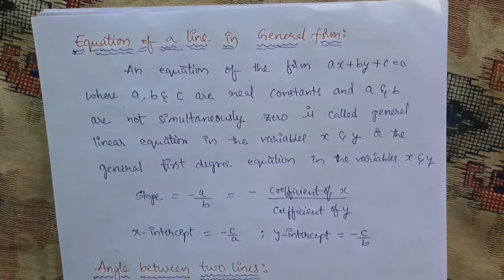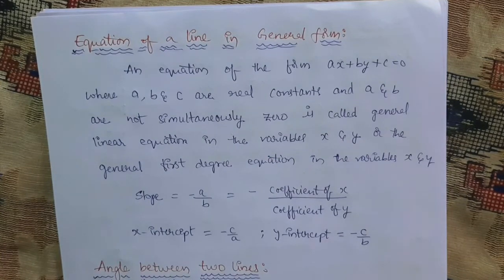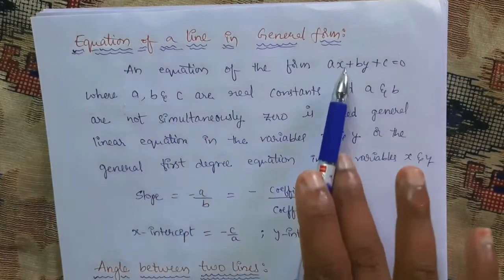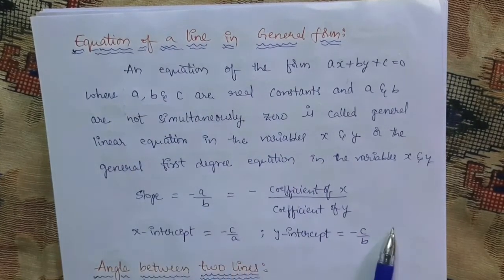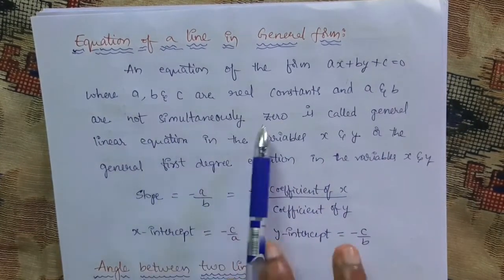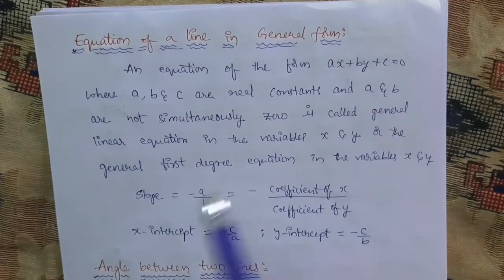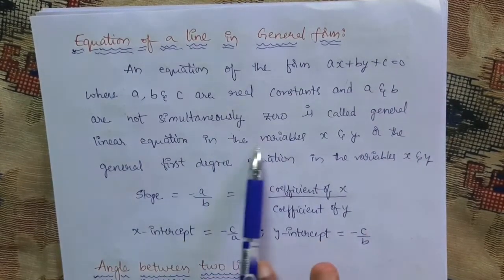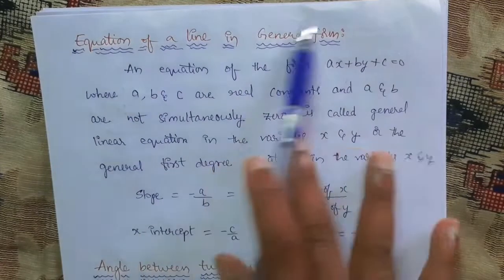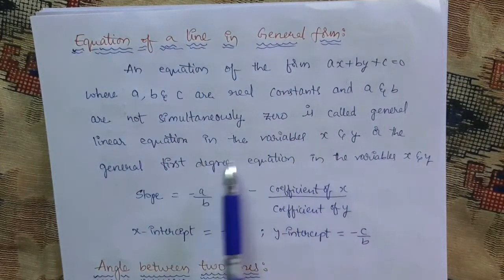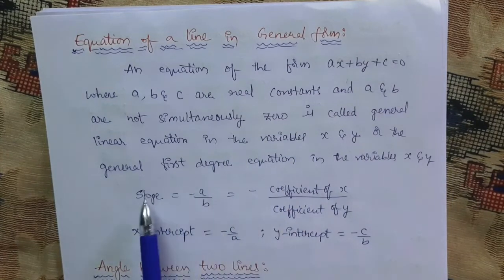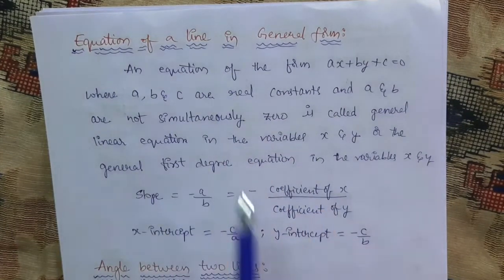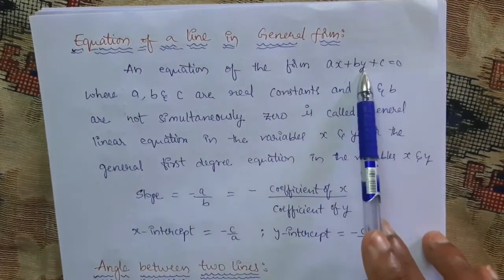Next one, equation of a line in general form. The general form of a line we will consider as ax plus by plus c equal to 0, where a, b, c are real constants and a and b are not simultaneously 0. That means at a time they won't both become 0. If they do, we won't consider it as an equation of a line in general form. Here x and y are the variables, a general first degree equation in the variables x and y.